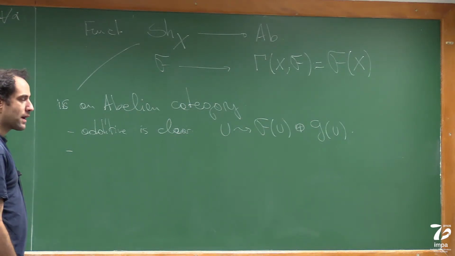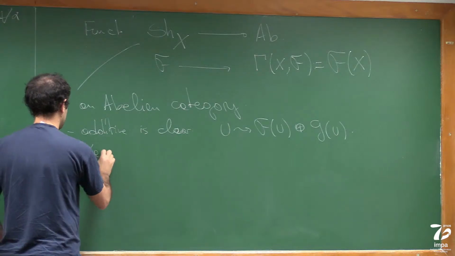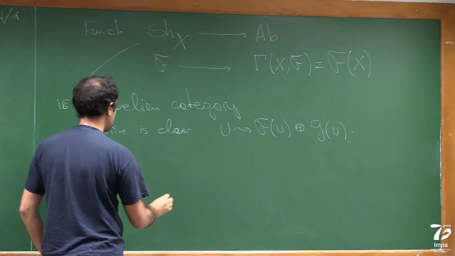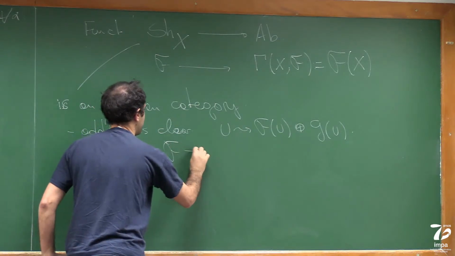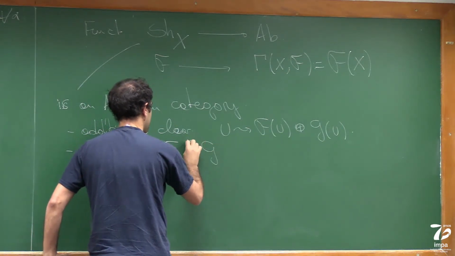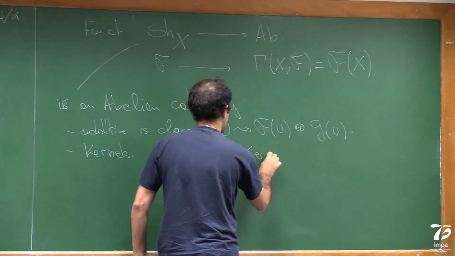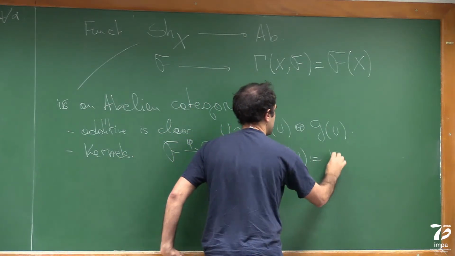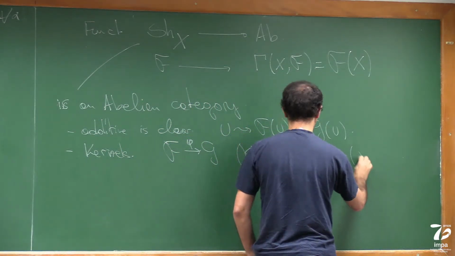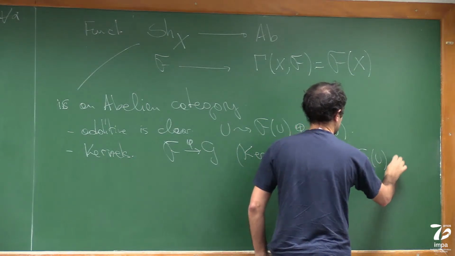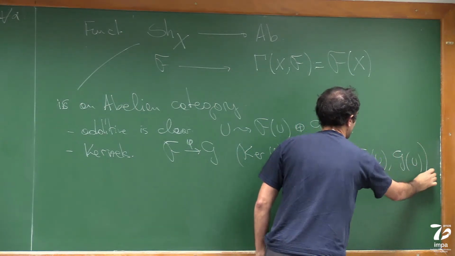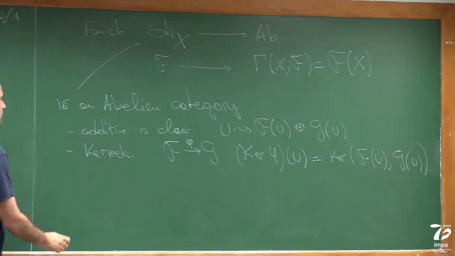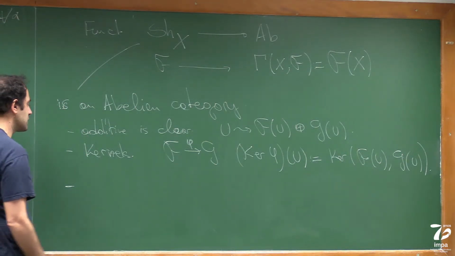Having kernels and cokernels: having kernels is easy. If you have a map phi from F to G, then you can define the kernel of phi at U to be the kernel of F(U) to G(U). And that satisfies all the axioms of being a sheaf. But having cokernels is not so trivial.